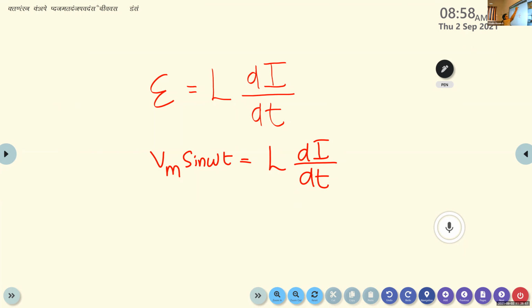The first equation is the general expression for the induced EMF that will generate in an inductor when a voltage is passing through it. But here we are using an alternating source of EMF Vm sin omega t. That is why we replace the term E by Vm sin omega t. So Vm sin omega t is equal to L into di by dt.